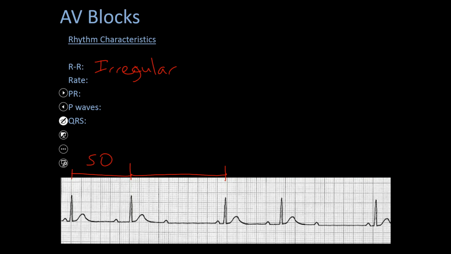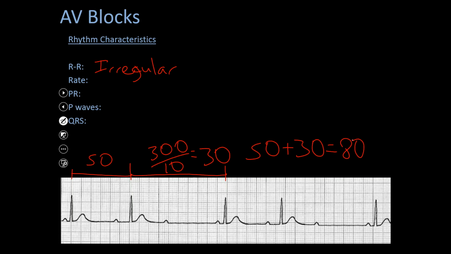So if I counted the number of large boxes between this here, looks like there's about 10. So 300 divided by 10 equals 30. So if I average those two together, I would get 50 plus 30 equals 80. And if I divide that by 2, that's 40 beats per minute. So this strip, the patient's heart rate is approximately 40 beats per minute.